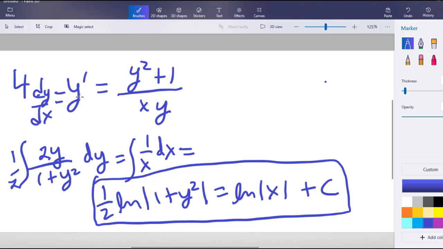Make sure you get these integrals right. Make sure you put in these absolute values. I'll mark you off if you don't. These absolute values on the left really don't affect anything because 1 plus y squared can't be negative, at least over the real numbers, which means that these absolute values are superfluous. You can put parentheses instead. But the absolute values on the right are absolutely necessary.